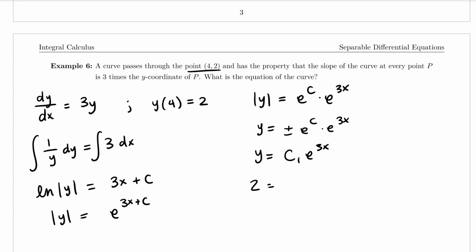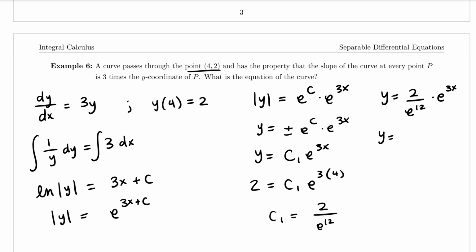So I'm going to replace y with 2 and replace x with 4. So we get c1 is equal to 2 over e to the 12th power. If I replace c1 with the thing that we just found, we get y equals 2 over e to the 12th times e to the 3x.